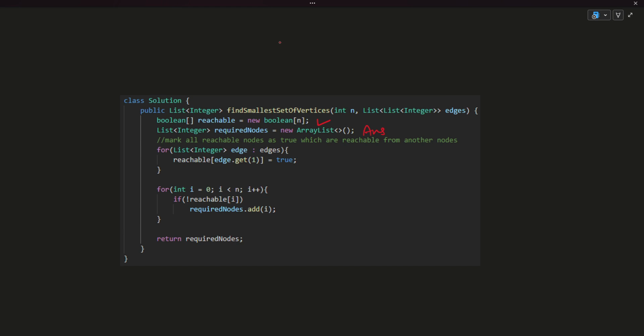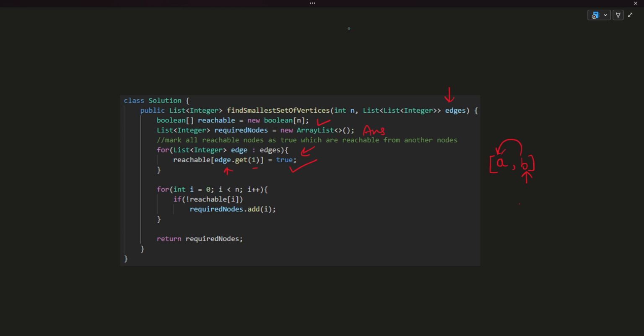For the required nodes, I am going to traverse the edges array which is given in the signature of the method. Each array represents an edge from A to B, so B is reachable via the Ath vertex. So I am going to mark B as true because B is reachable via vertex A: reachable of edge.get(1) is equal to true.